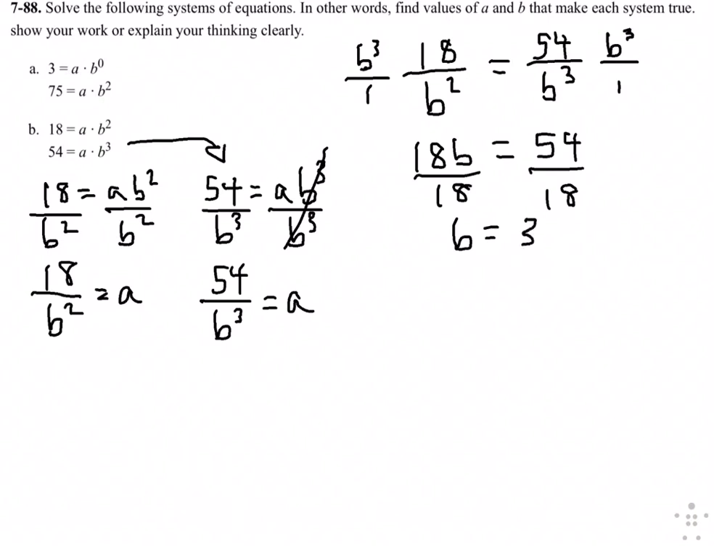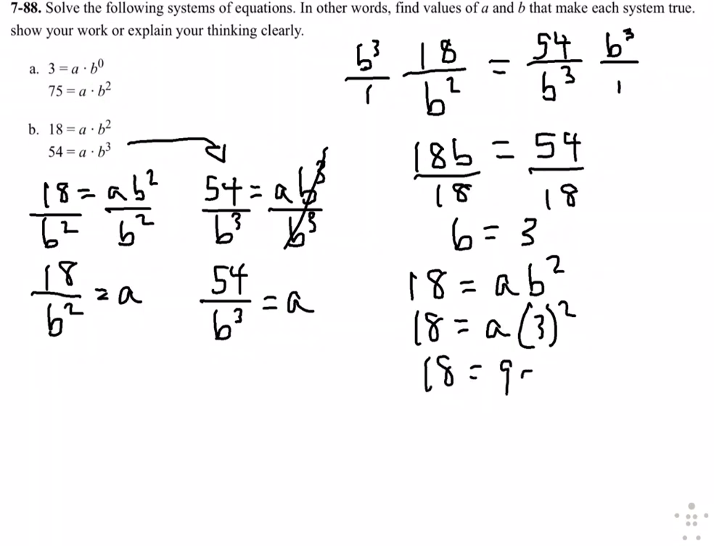And now I need to substitute in to get a, so I'll choose the top equation, 18 equals ab squared, so 18 equals a, and b is 3, so 3 squared. 18 equals 9a, divide both sides by 9, and that gives us 2 equals a. So now we know a and b, so we would write the answer as a equals 2 and b equals 3.